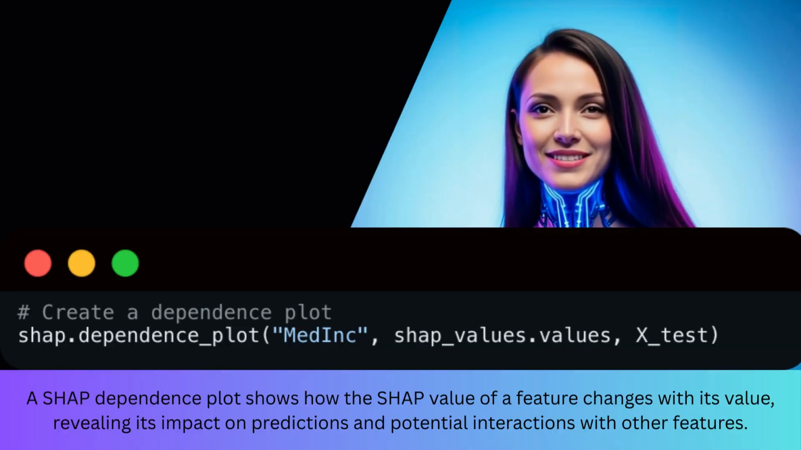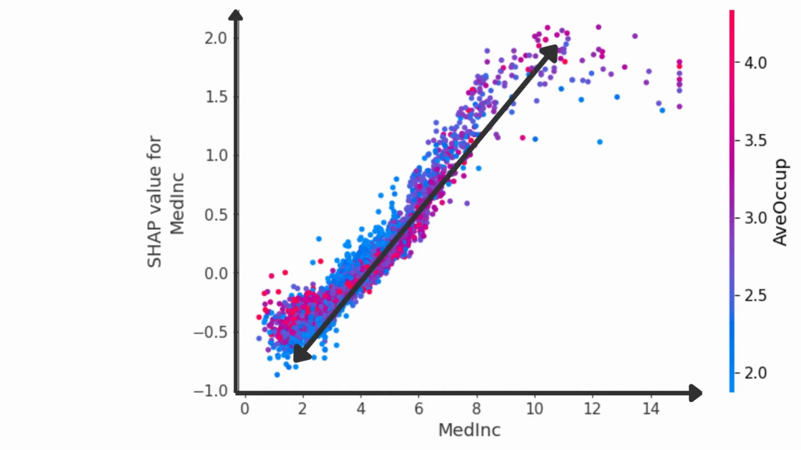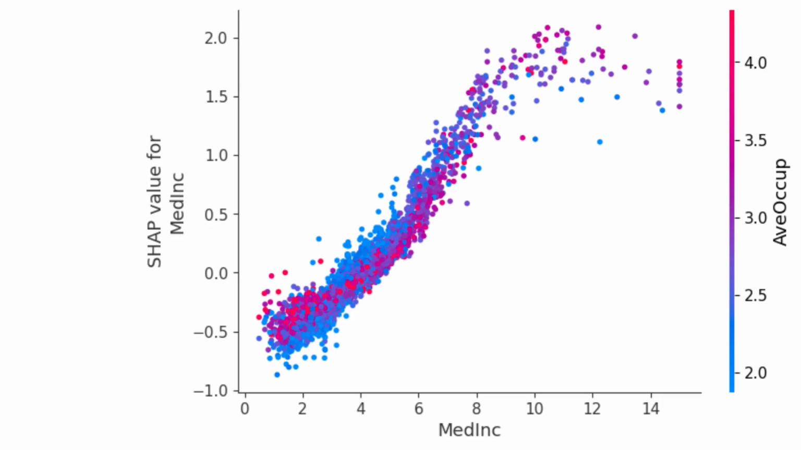Let us plot the dependence of MedInc. Here, the x-axis is the actual value of the median income and the y-axis is its SHAP value. We can clearly see the relationship we saw in the summary plot. As median income increases, the SHAP value also increases, raising the predicted house price. Now look at the color, that is AveOccup, or average occupancy. Blue means fewer people per household and red means more. Notice the trend. For a given income level, the redder dots, higher occupancy, tend to sit higher on the y-axis.